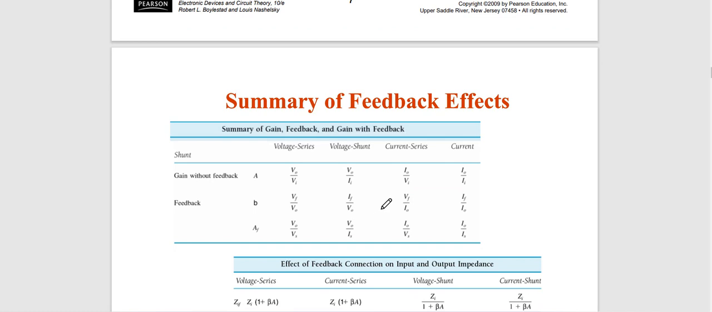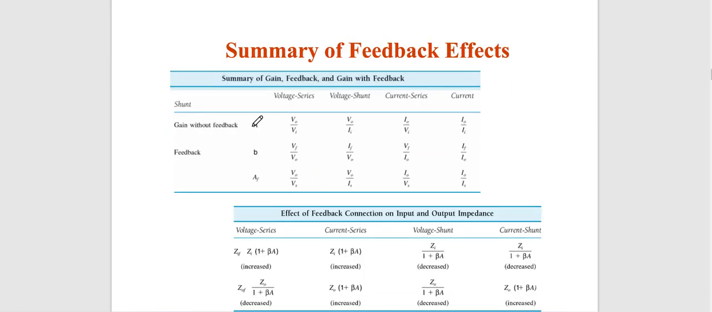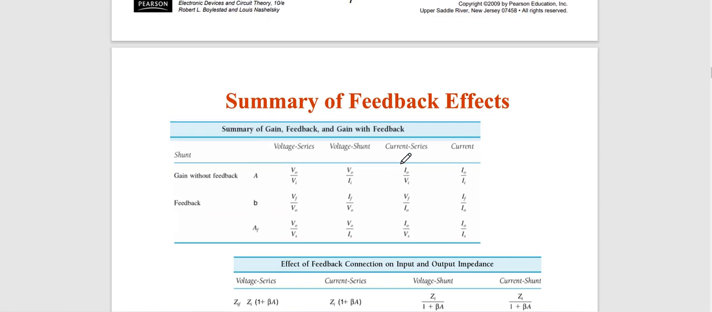So this is the summary of the feedback effect. We have the voltage series, voltage shunt, current series, and current shunt. This is the gain without feedback: Vo per Vi, Vo per Ii, and then Io per Vi, Io per Ii. And then this is the feedback, and then this is the Af. Okay.